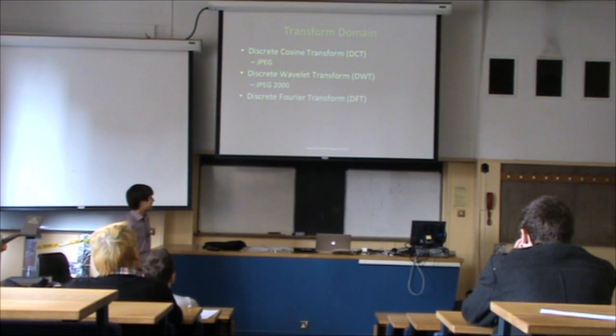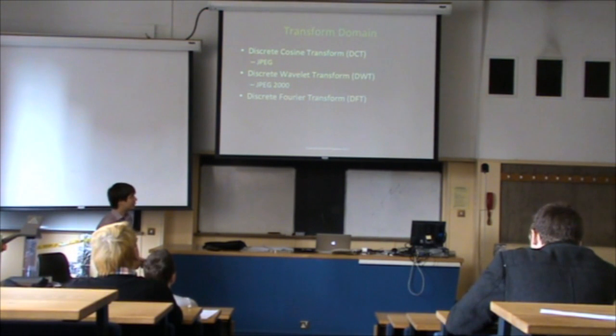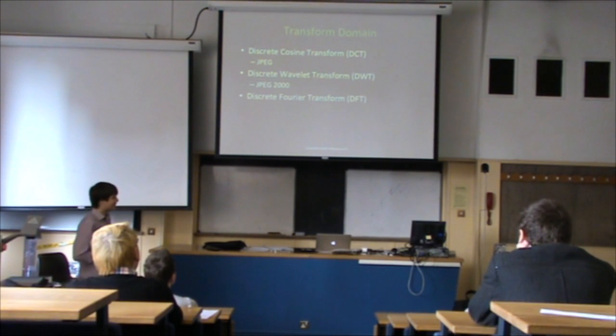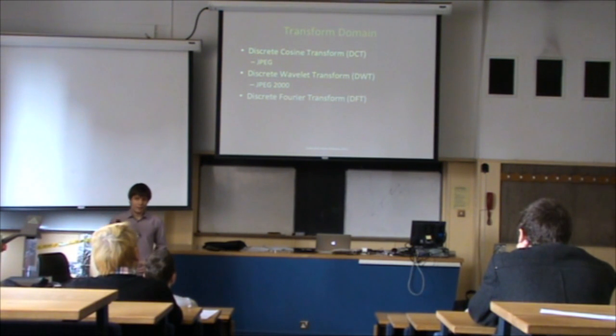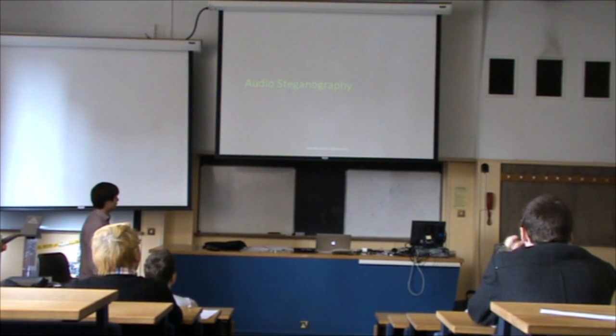Transform domain techniques are very popular in particular for image steganography with JPEGs. You also see the discrete cosine transform cropping up in video steganography, which we'll see later. But this is quite complicated the way it works, and I'm going to give a very basic run through of how it does work, but it's not going to go hopefully too in depth. But I'll end up getting to that later when we discuss the image steganography stuff. But first of all, audio steganography.